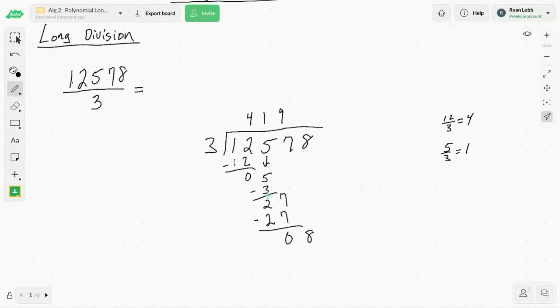Then bring down the 8, and 3 goes into 8 2 times. Again, we can think on the side, 8 divided by 3. We know that it's going to go in 2 times, plus some change over here, some remainder. Goes in twice. 2 times 3, 6. Subtract, and we get 2. Okay? And then we're done dividing, assuming we're not going to decimal places or anything, because this right now is my remainder.